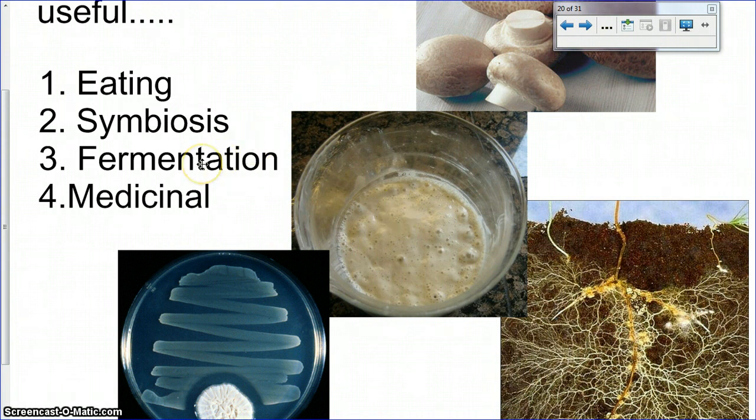Fermentation is used in the creation of alcohol. Also yeast in bread. So we do eat bread, so yeast is used for the creation of bread. The fermentation process for making alcohol is useful for making beverages.